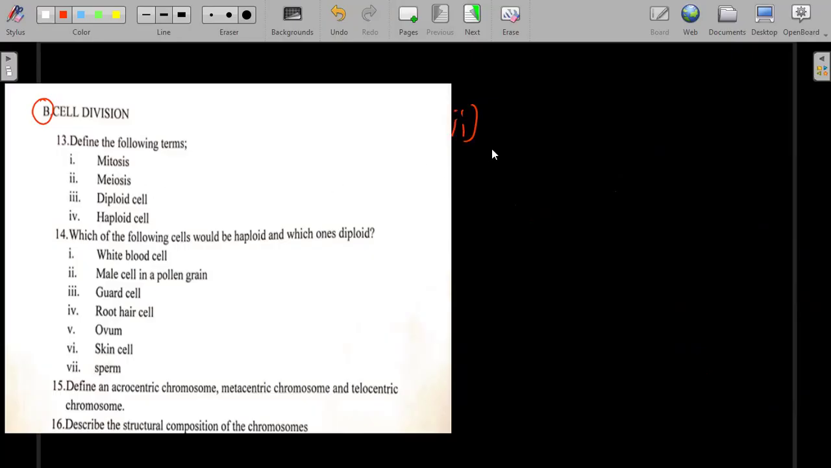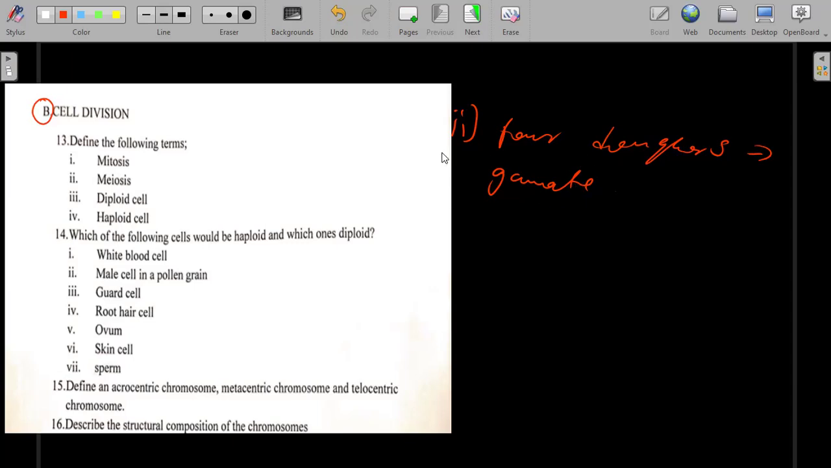Okay, so meiosis is simply also a type of cell division in which you get 4 daughter cells, which will have half the number of chromosomes as that of the parent cell. This type of cell division will happen mostly in gametes. So we can have the female gametes and the male gametes, which are the ovum and the sperm.